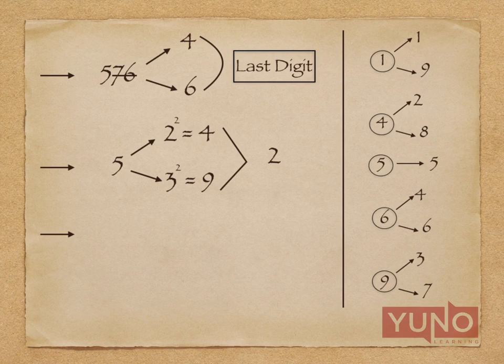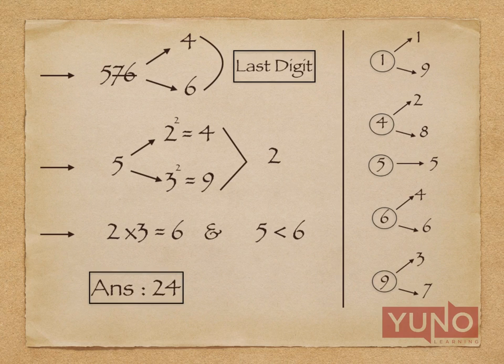To finalize the last digit, I am going to multiply this 2 with the next number in the number series. So 2 multiplied with 3 is 6, and 5 is always less than 6. So I'm going to consider the smaller number out of 4 and 6 as my last digit. So my final answer would be 24.